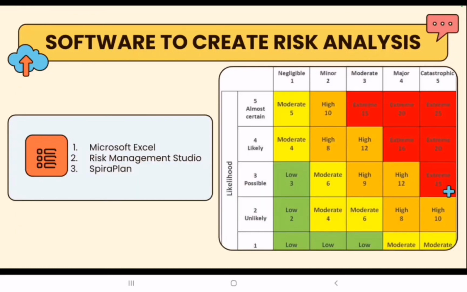Next, software to create a risk analysis. There are 3 software tools that we can use to create a risk analysis. First, Microsoft Excel. Second, Risk Management Studio. And third, Spiral Plan. The image shown in the slide is an example of a risk analysis. By looking at this risk analysis, we can visualize and figure out the overall level of risk. Other than that, in risk analysis, the information about likelihood can be used to determine the overall level of risk.